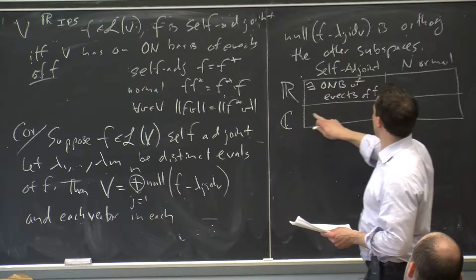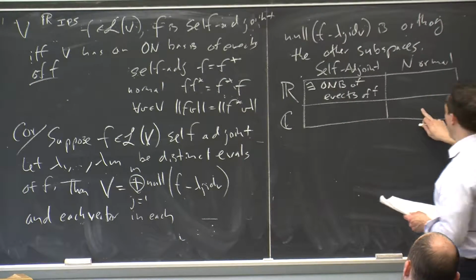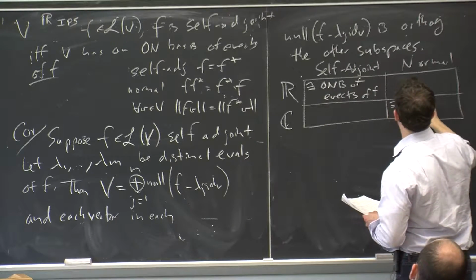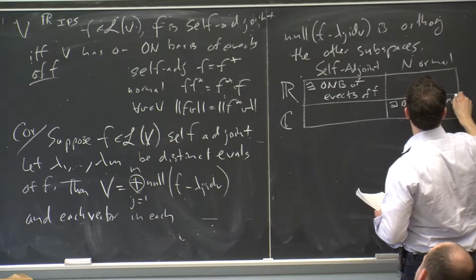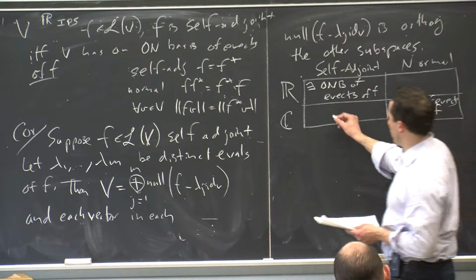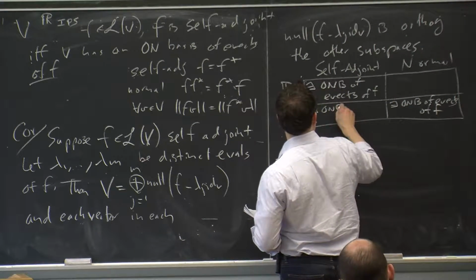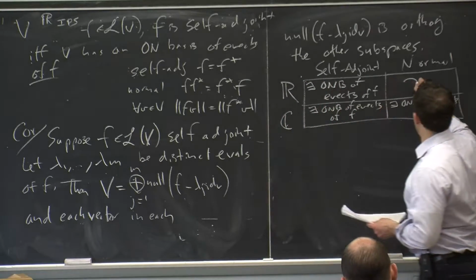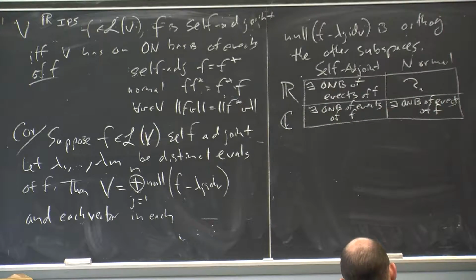That if I have a normal operator in a complex vector space, there exists an orthonormal basis of eigenvectors of F. And since every self-adjoint operator is also normal, we know also here there exists an orthonormal basis of eigenvectors of F. And what we haven't said anything about yet is this square. What happens if we have a normal operator on a real vector space? Can we say anything? And so today we'll talk about what we can say in that situation.